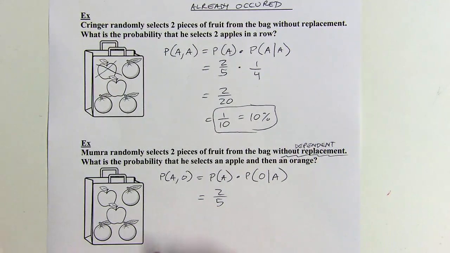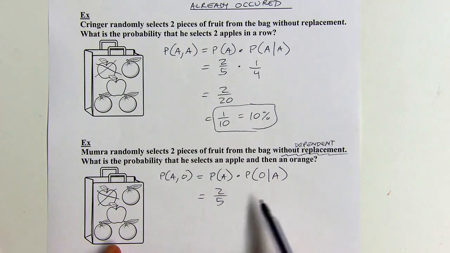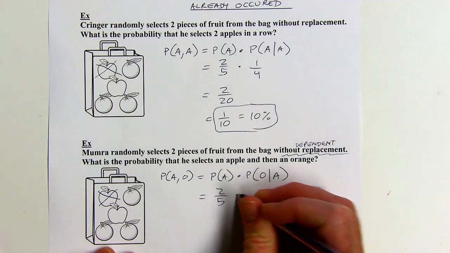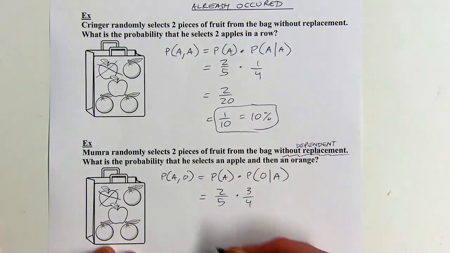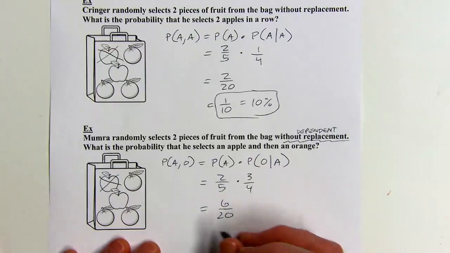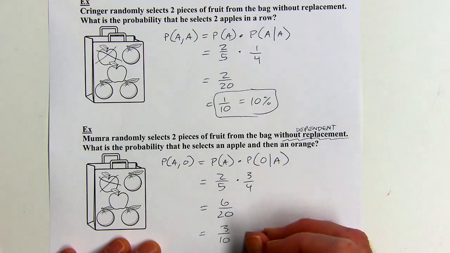Okay, so I'm thinking, Mumra pulled out an apple first, so that one's gone out of the bag. Now I'm looking at the oranges. Well, there's 3 oranges left in the bag out of 4 pieces of fruit. So I've got 3/4 there. Then multiply straight across. I get 6 over 20. That'll reduce to 3/10 or 30%.